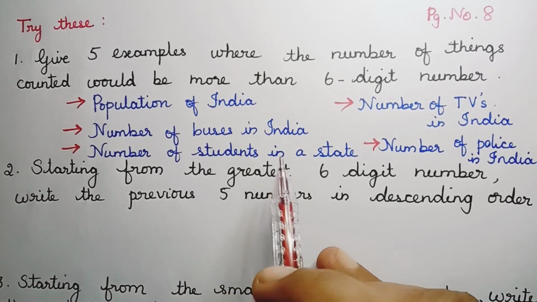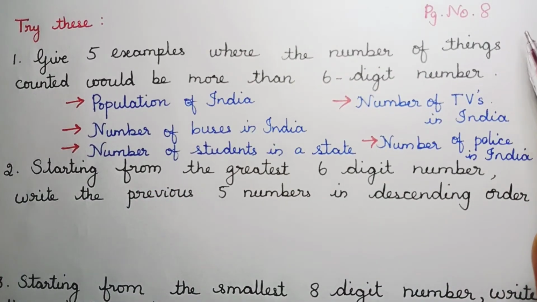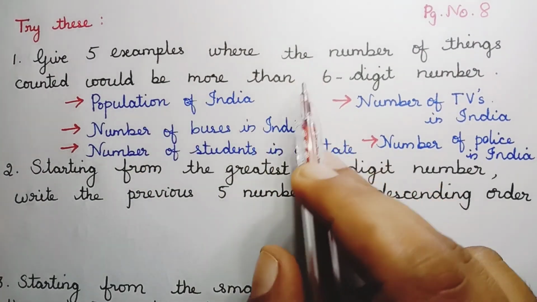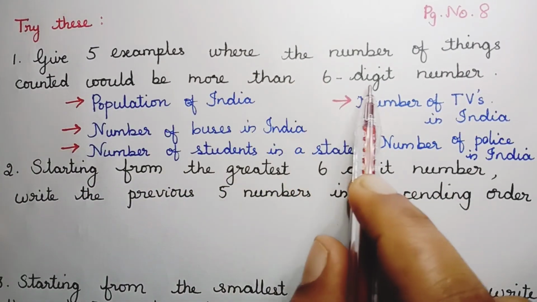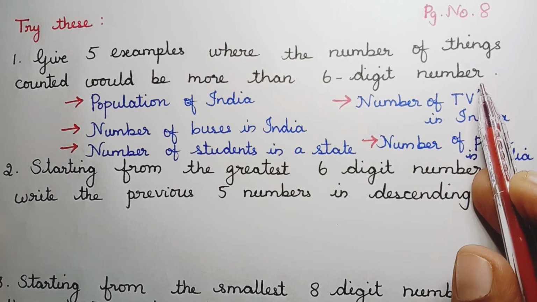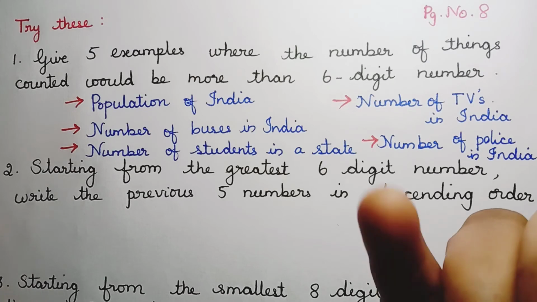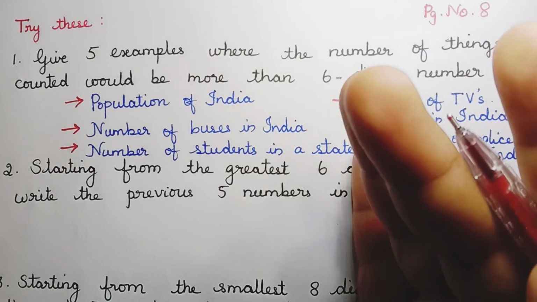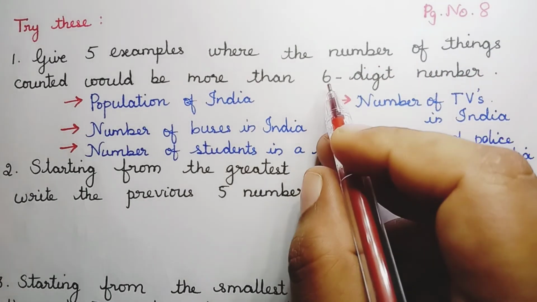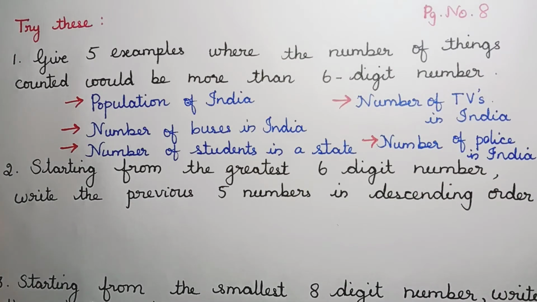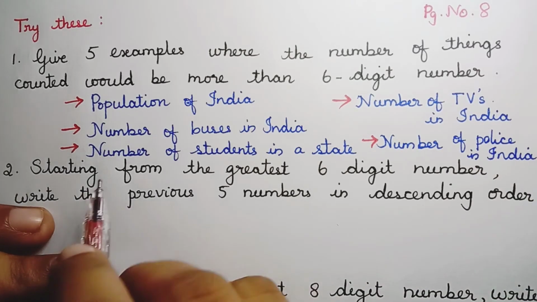So the next topic is Try This from page number 8. Okay, first question is: give 5 examples where the number of things counted would be more than a 6-digit number. They have asked to find a few examples which we can count for more than a 6-digit number. 6-digit means ones, tens, 100, 1000, 10,000, lakhs. So 6-digit means it comes around 1 lakh. So more than 1 lakh, you have to give a few examples.